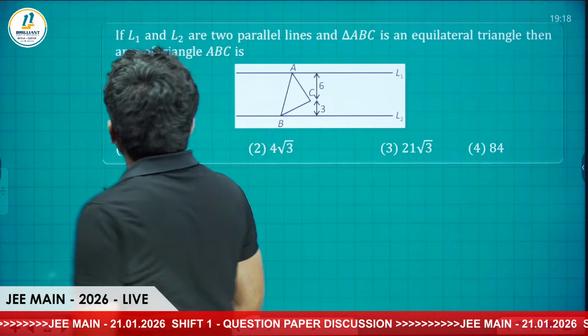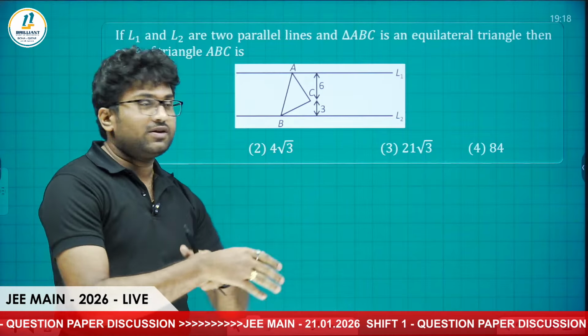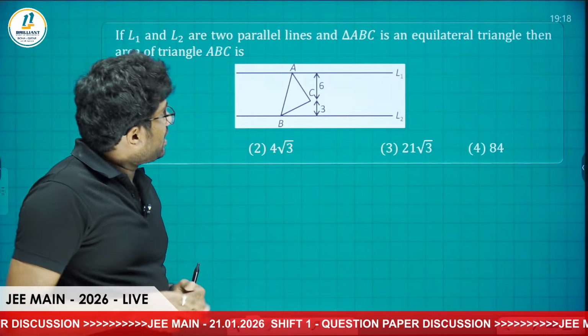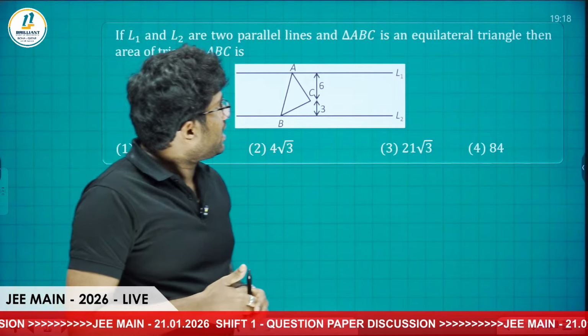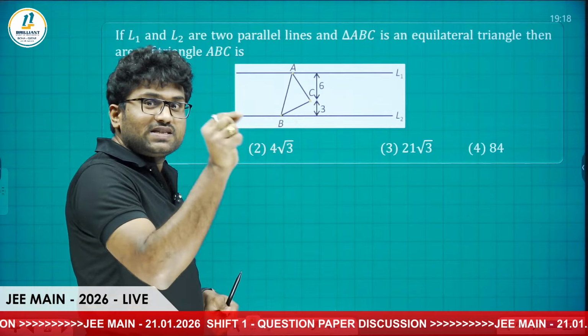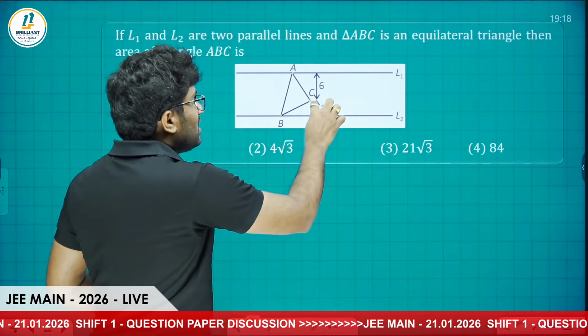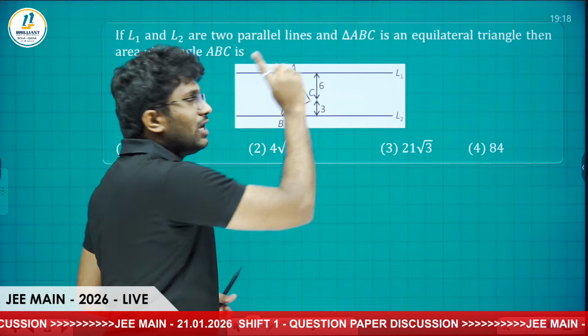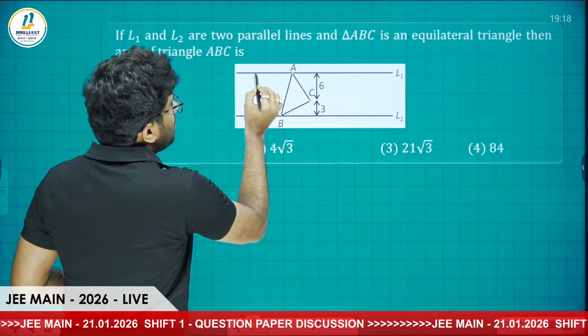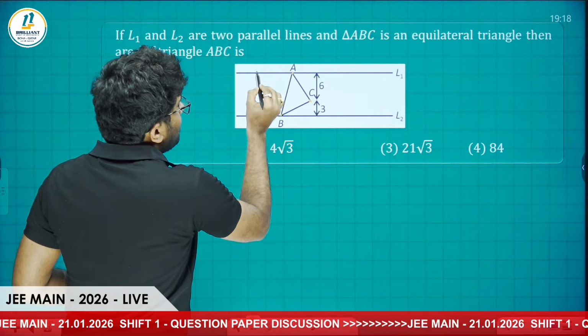Coming to this question, it includes both trigonometry and geometry. They have given two parallel lines L1 and L2 and a triangle ABC which is an equilateral triangle. Then what is the area of the triangle? The only thing they have given is that C is a point in between these two parallel lines such that the distance from L2 to this point C is 3 units and the distance from C to L1 is 6 units. So the perpendicular distance between these two parallel lines is clearly 9 units.